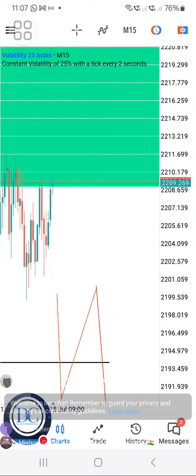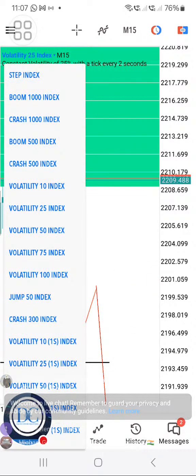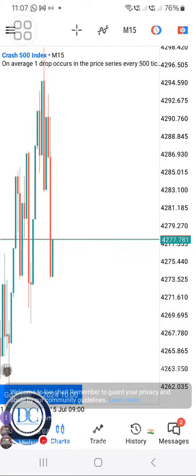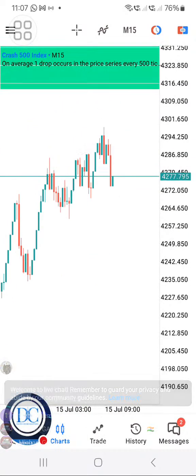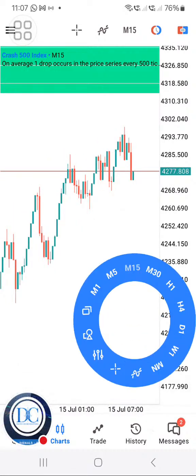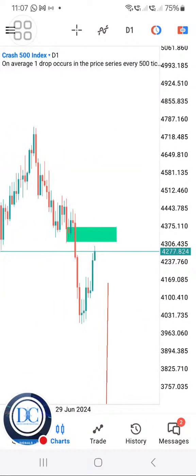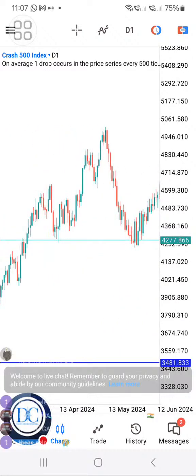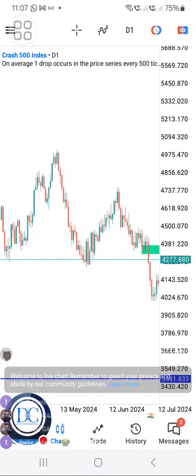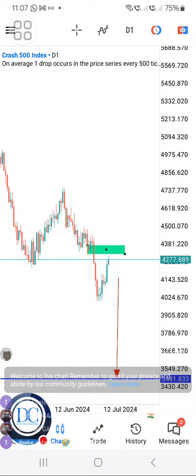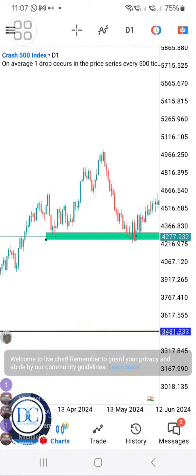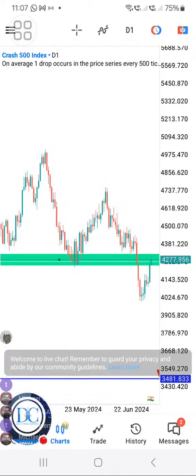So we talked about Crash 500. Where is Crash 500? You see? So on Crash 500, if you go on the daily, we can clearly see that there was a head and shoulder pattern. We talked about that. And we have been talking about the pullback that was going to occur when price reaches this neckline of the head and shoulder pattern.